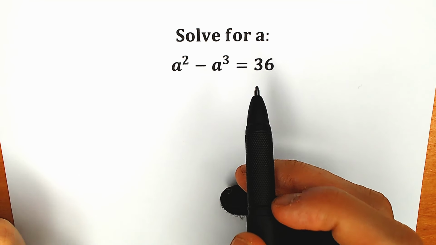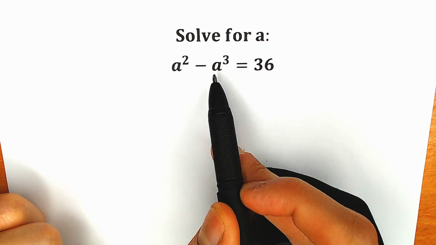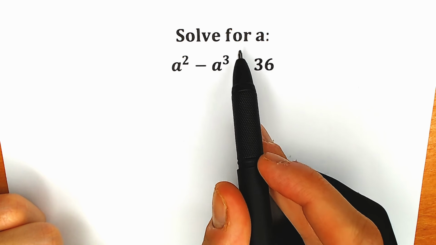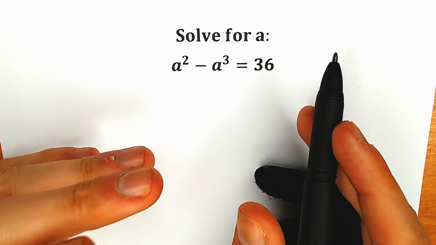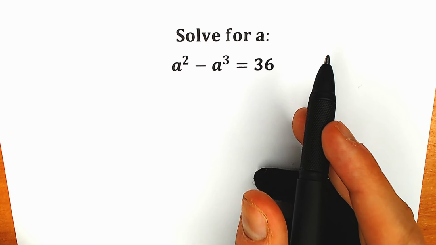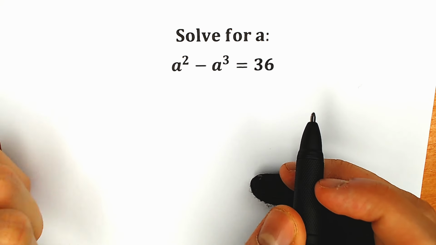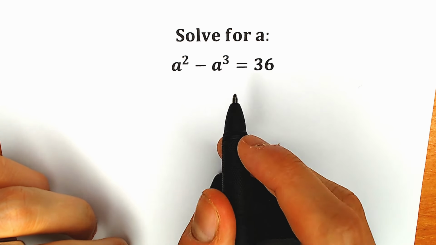Today we have a really interesting cubic equation: a square minus a cube equal to 36. We need to solve this equation for a. If you have your own assumption or solution, you can write it in the comments below and we will check your answer. It will be really interesting to check it at the end of the video.